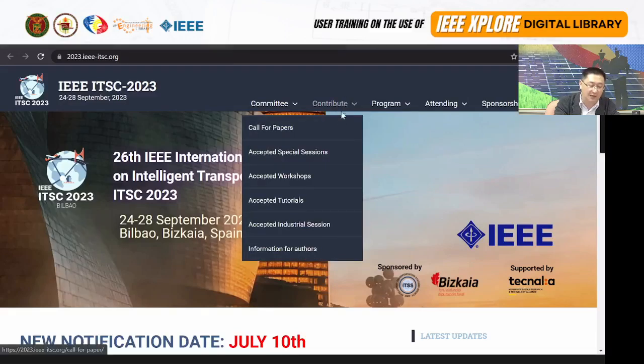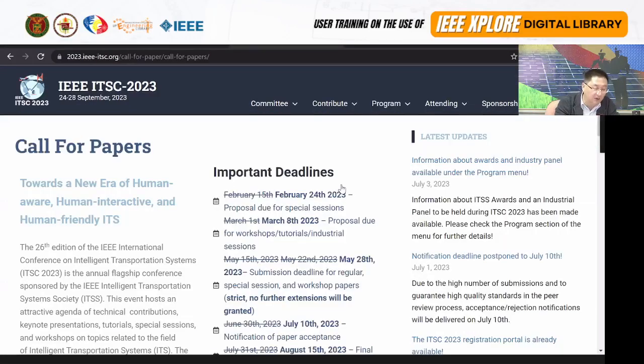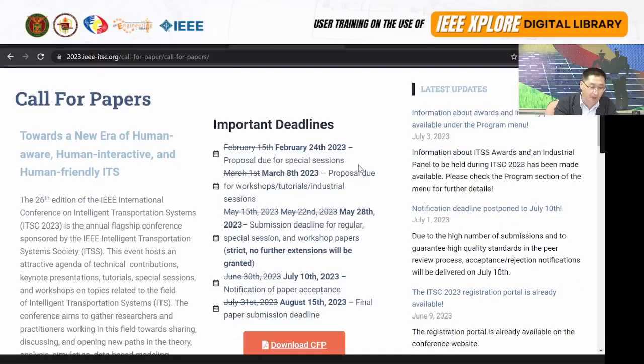So if you look at this portion, call for paper, it has all the information you need as an author, because your aim is to submit a paper. For example, the deadline. Okay, important deadlines. In February, you're supposed to send the proposal. By March, you're supposed to send the proposals for a workshop, but I'm looking for paper, right?